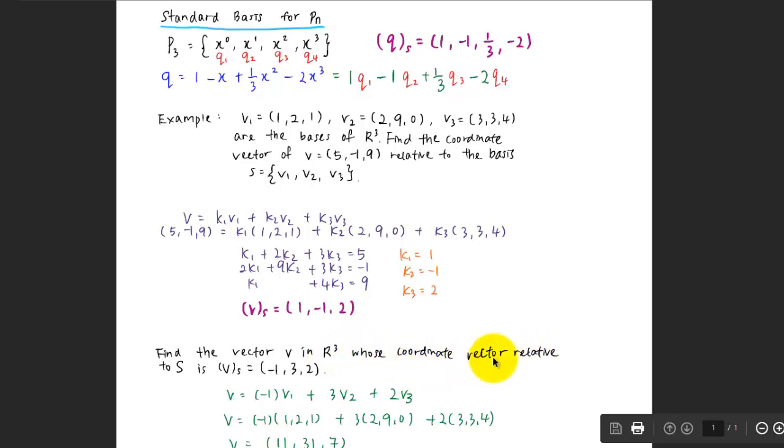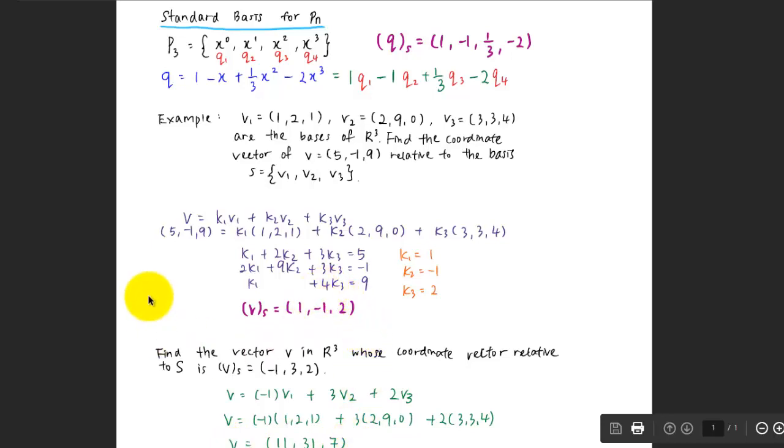Then the second example is to find the vector v in R3, the three-dimensional space, whose coordinate vector relative to S is (v)_S = (negative 1, 3, 2). So this is the coordinate of the given vector, and you have been asked to find the vector v. We know that v is a combination of negative 1 portions of v1, the first basis, and 3 multiplied with the second basis, v2, and 2 multiplied with the third basis, v3. So you just need to substitute everything here and you'll get the answer for v, which is equivalent to (11, 31, 7). So this is the vector v.